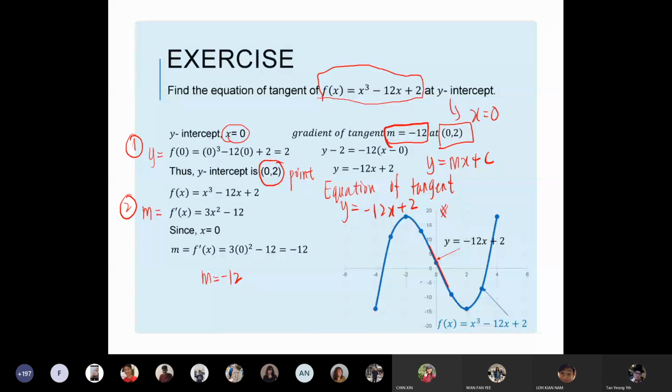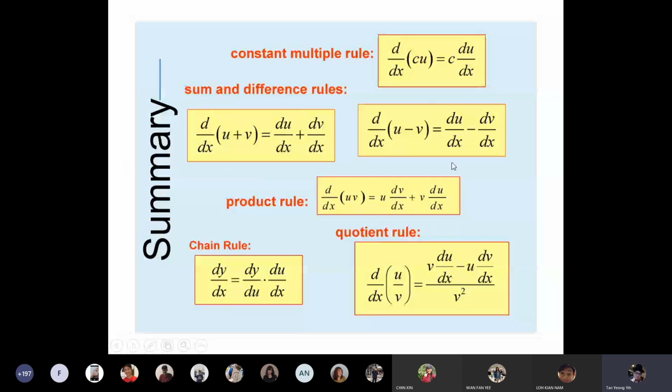Now then, our first part of differentiation comes to the end. So you need to know the 7 rules of differentiation. After that, you need to know how to find a higher differentiation. And after that, you need to know how to find the equation of tangent and the equation of normal. Any question before we end our section today?